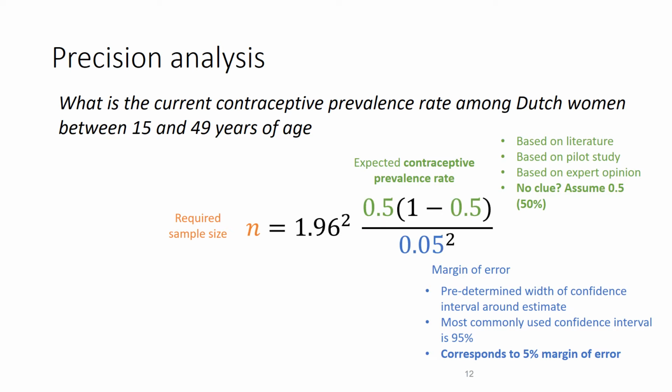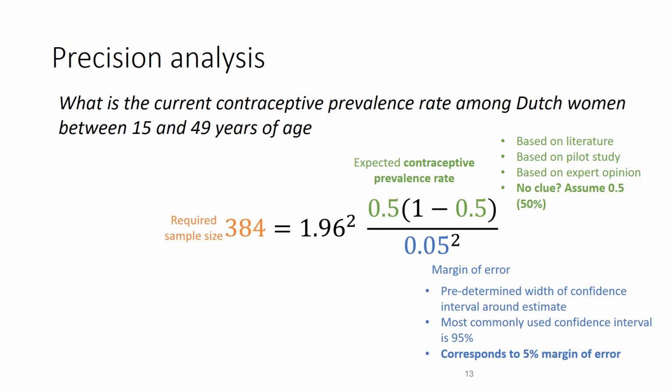If we fill in all this information in the formula, so a p of 0.5 and a margin of error of 5%, our required sample size will be 384. We need to randomly sample 384 Dutch women to accurately estimate the contraceptive prevalence rate in this population.